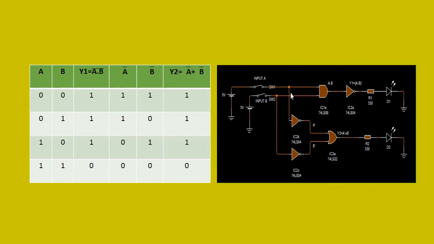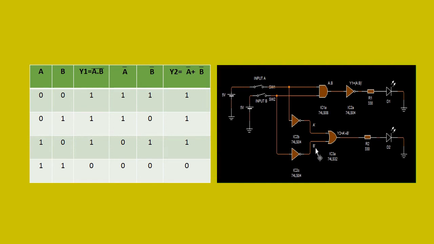We saw here that this is input A. This input A is connected with this NOT gate chip, thus from this output we get A bar here. This is the input B pin, connected with the input of the NOT gate. So from here we get B bar.